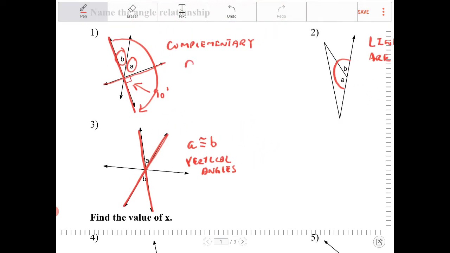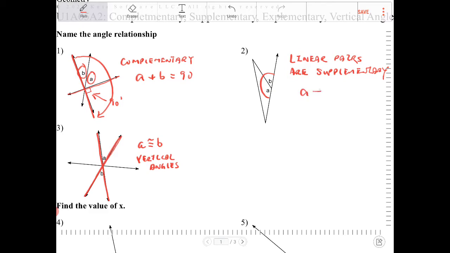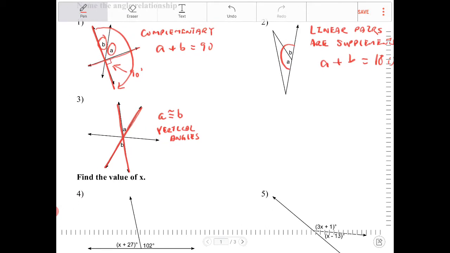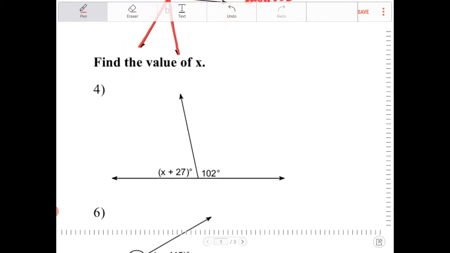So again, just to be clear here, A plus B is equal to 90. Here A plus B is equal to 180. And that one right there is our vertical angles. They are going to be congruent to one another. Let's take a look at the next one here.